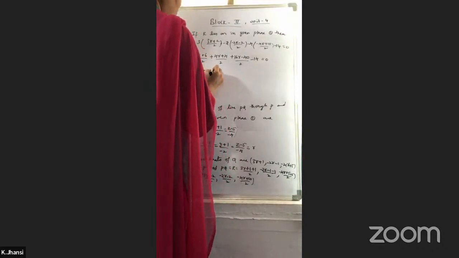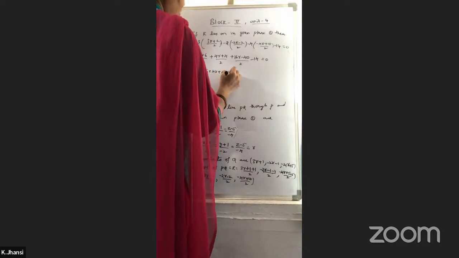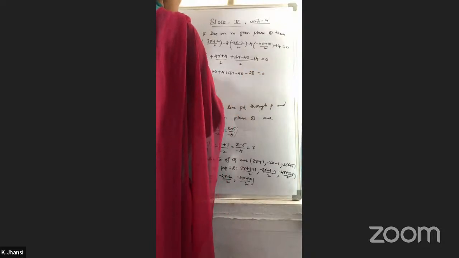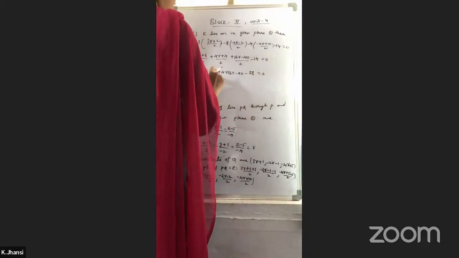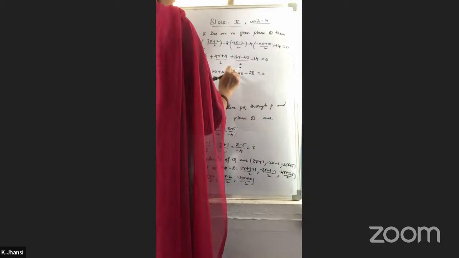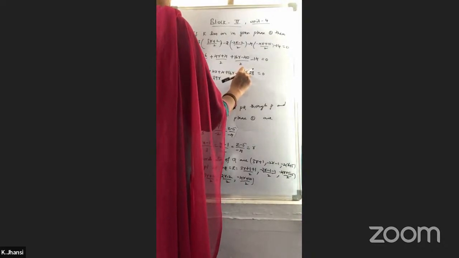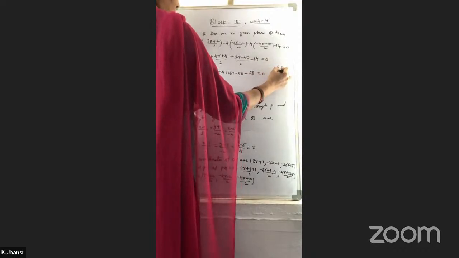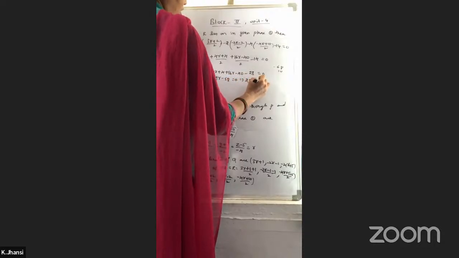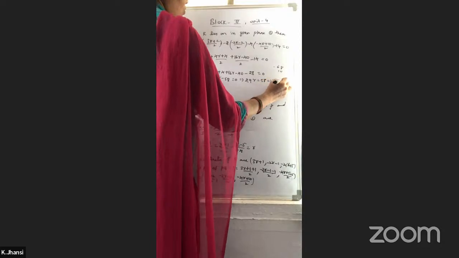So you will get 9r plus 6 plus 4r plus 4 plus 16r minus 40 minus 14 times 2 equals 0. So 9r plus 4r plus 16r gives 29r. Next, the constant values: 6 plus 4 is 10, minus 68. So minus 58 equals 0, which implies 29r equals 58, which implies r equals 2.